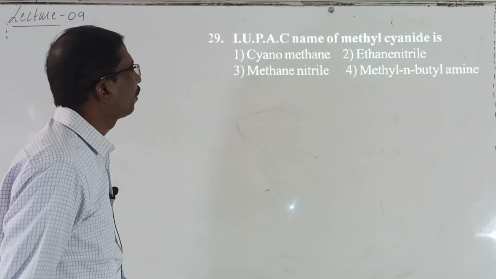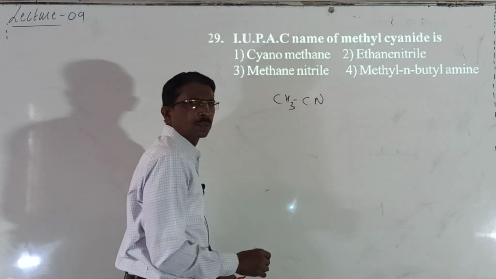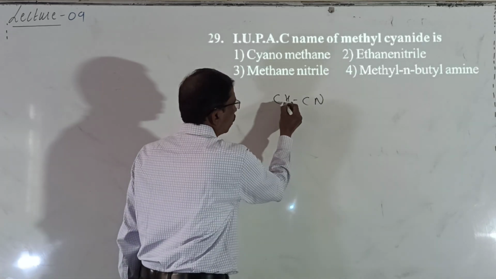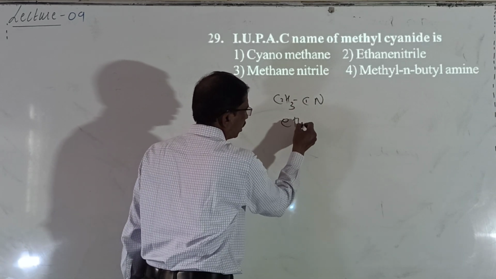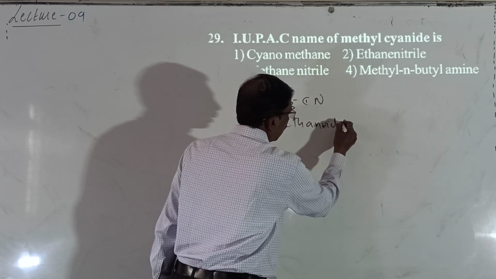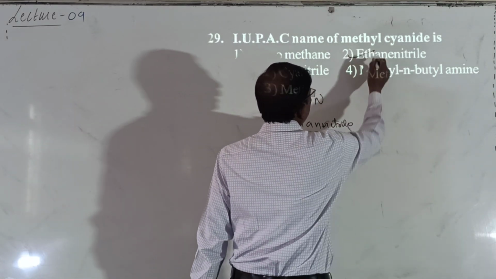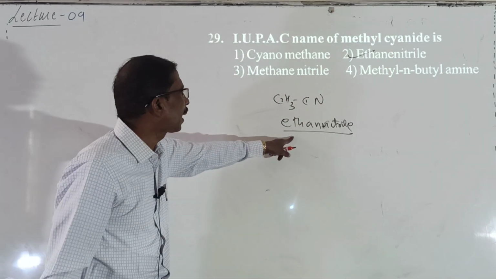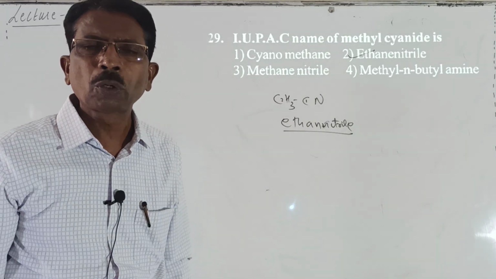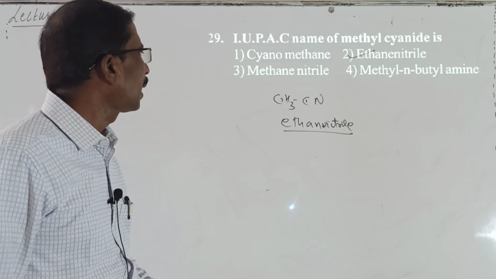Then look here, the IUPAC name of methyl cyanide, CH3CN. Here cyanide is also a functional group, nitrile. So 1, 2, so it is called eth, ANE, the E is replaced by nitrile: ethanenitrile. Ethanenitrile, 2 carbon atoms are there, and the CN group is here, the E is replaced by nitrile. So it is the IUPAC name.